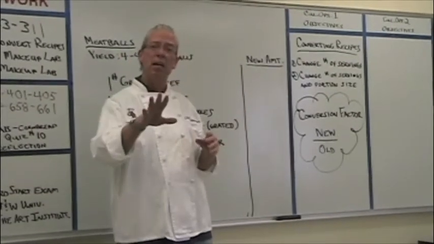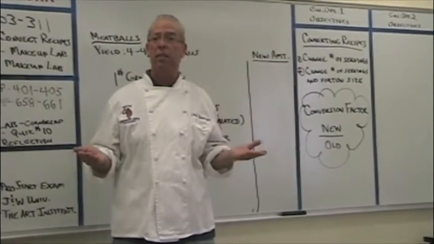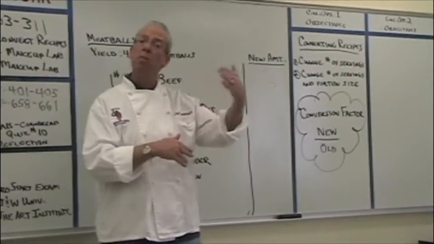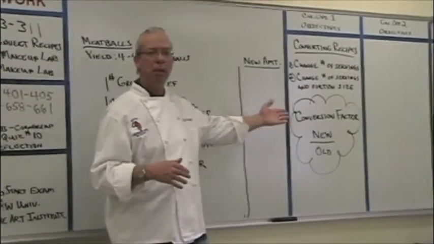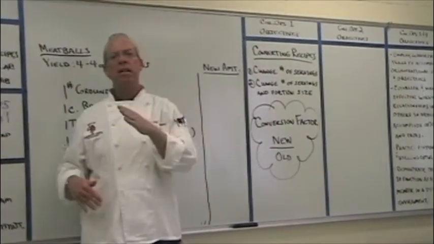So before we begin on that, I just want to explain to you a formula. It's quite easy to understand, but I want you to remember it because you're going to be using it for both types of conversions. And that formula is simply new over old. Now what do we mean by new over old?